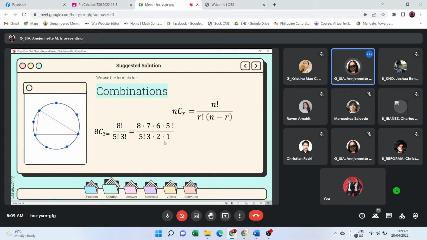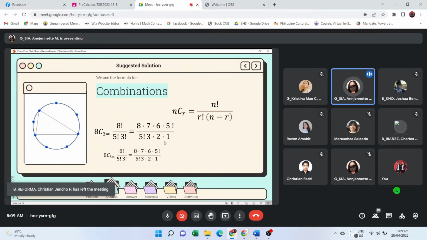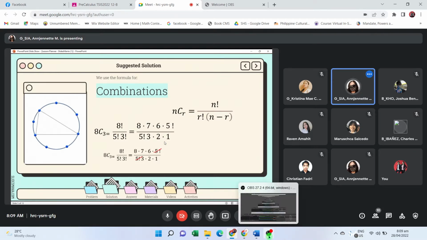8C3 is equal to 8 factorial over 5 factorial times 3 factorial, which is 8 times 7 times 6 times 5 factorial over 5 factorial times 3 times 2 times 1. Note that if we have the same value in the numerator and denominator, we will cancel that out. So we will cancel 5 factorial over the 5 factorial. And we also cancel the 6 and the 3 times 2 times 1. And we will have the answer: 8C3 is equal to 56.